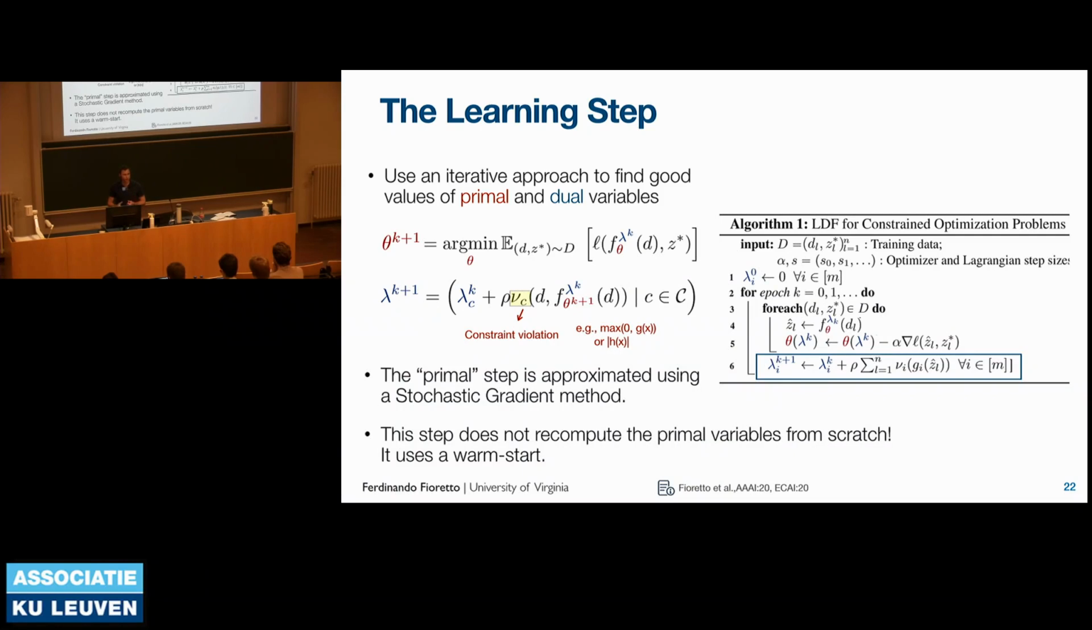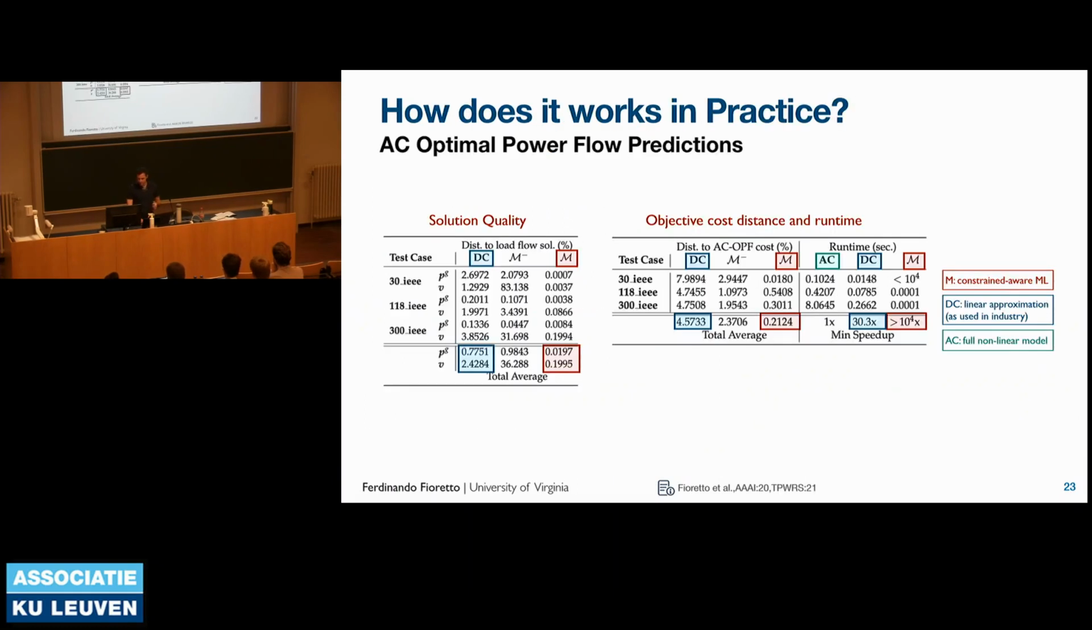The difference with respect to classical optimization is that you don't have to restart. Every time you find a new primal, you don't restart from scratch. You just reuse the weights of the network, so you always have a hot start. So the procedure is fairly efficient. And you know, how does it work? When we tried this on optimal power flow problems, we got quite good results.